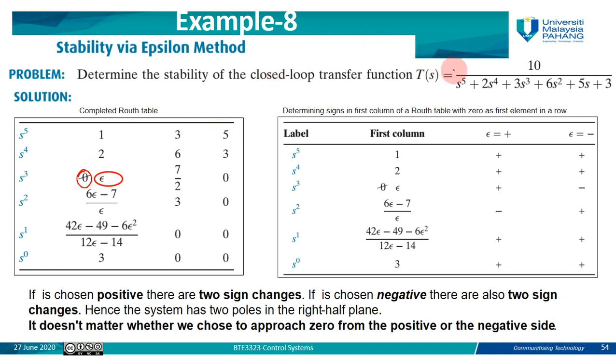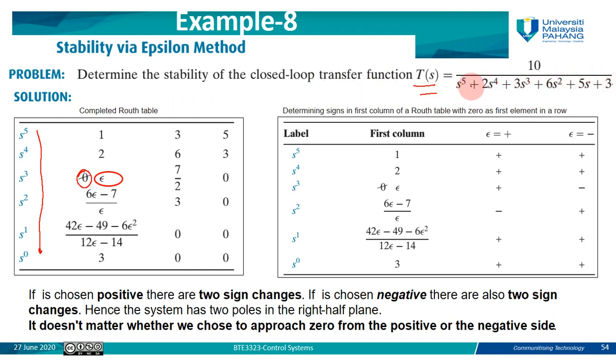Okay, so how can we build a Routh table for this closed loop transfer function? I already gave you the closed loop transfer function and the characteristic equation here: s5 plus 2s4 plus 3s cubic plus 6s squared plus 5s plus 3. So we list the powers of s from the highest to the lowest as usual in the first column: s5, 4, 3, 2, 1, 0. Then we list the coefficients on the first two rows. The first row is for the odd powers, because the highest is odd, then the even powers. The odd powers are 5, 3, 1, and the even are 4, 2, 0.